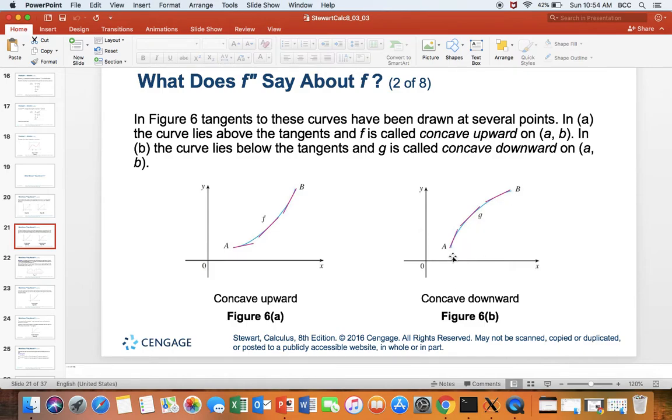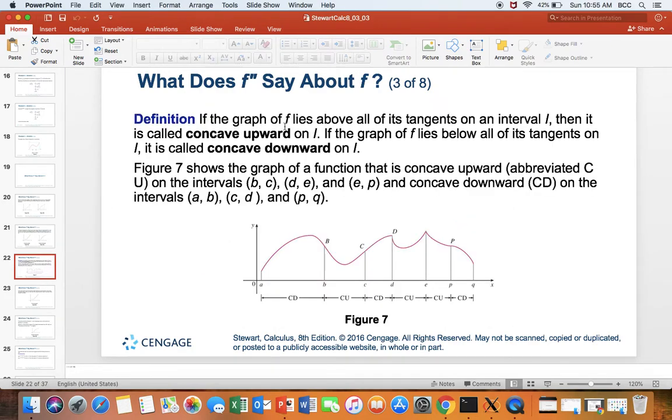Here is concave down. Here it is very steep. Here the slope is less steep. Here the slope is even less steep. So in concave down, the slope decreases. All right. In concave up, the slope increases. In concave down, the slope decreases. All right.